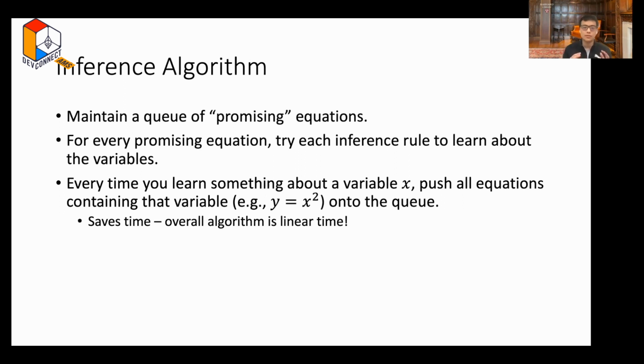Now let me talk about the inference algorithm. This algorithm works by maintaining a queue of equations that we consider to be promising. This starts with equations that don't have a lot of unknown variables. For every single promising equation, we try every single inference rule to learn about the variables. And every time we learn something about a variable x, say that we discover the variable x is uniquely determined, we push all equations that contain that variable, like y equals x squared, onto the queue. Even if these equations have already been processed, now that we know something new about x, maybe we can learn something about y. So for example, here we could conclude that y is uniquely determined. This step saves a lot of time because we only push equations onto the queue when we might make new progress on them. And this leads to the overall algorithm being linear time.